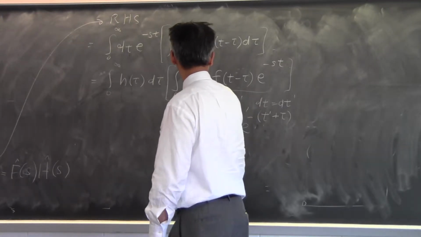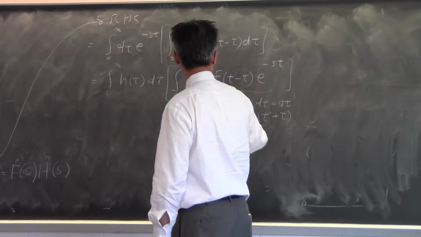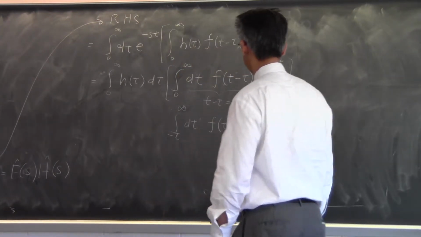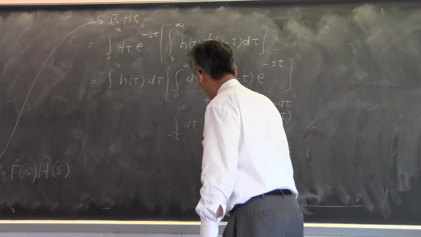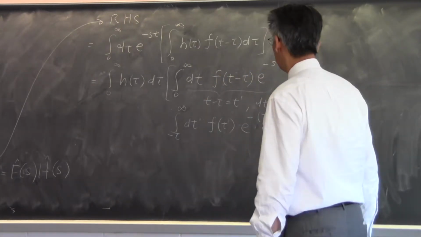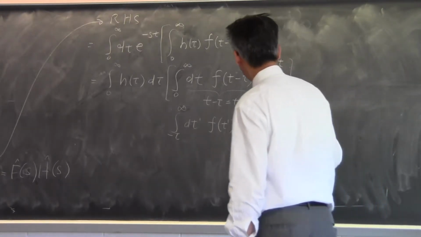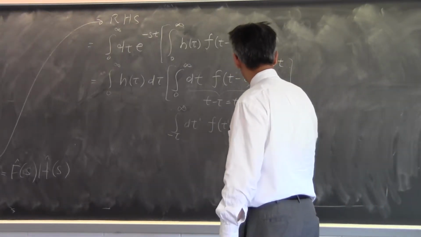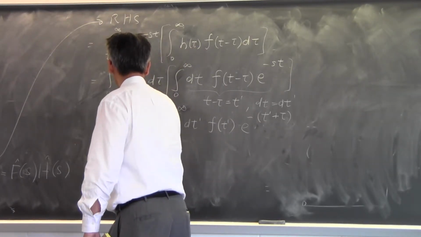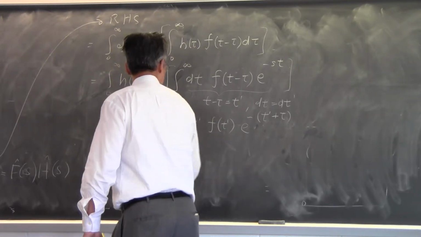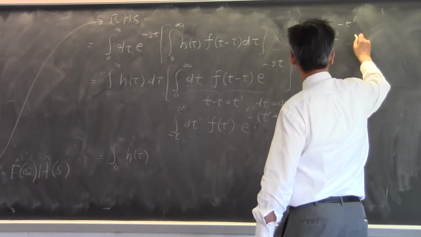To minus infinity, right? When t equals plus infinity, t prime is plus infinity. So the integration goes as such. Okay? So we have this, and then we can actually take one of these pieces outside and write this as the integral from 0 to infinity of h of tau, take one of these pieces outside, e to the minus t prime.